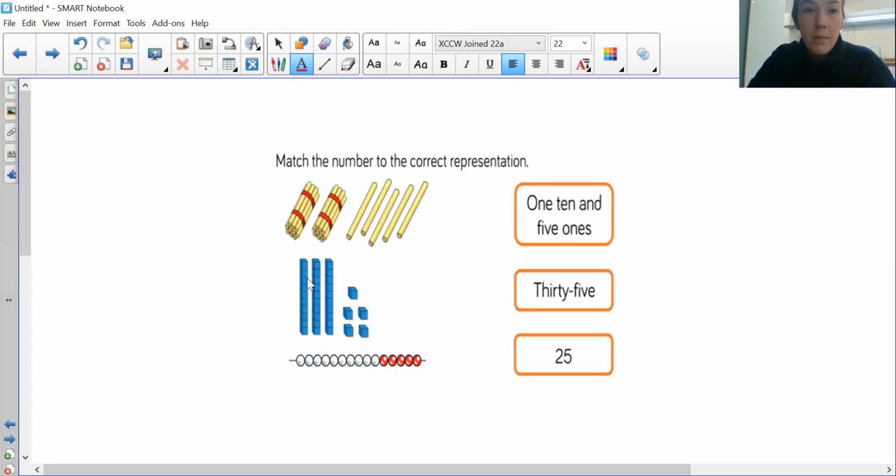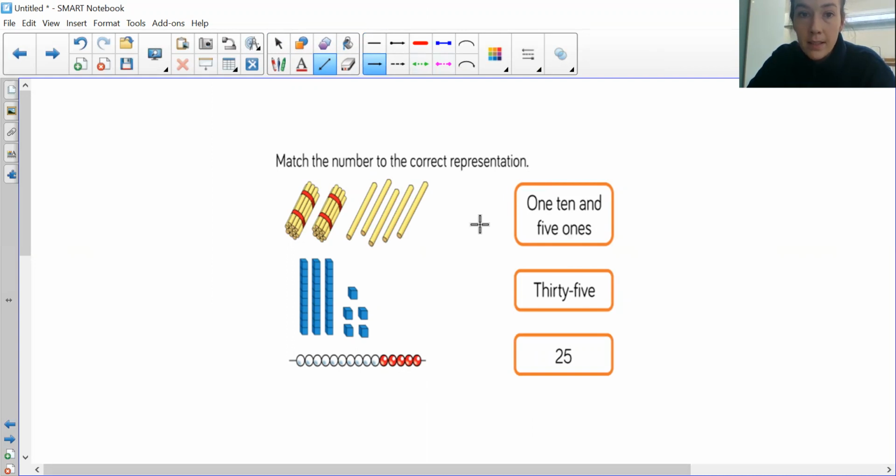Then to finish off, this is the final one, I do apologise. It says match the number to the correct representation. So on this side, you have your numbers, and on this side, you have your representation. So first one, 1 10 and 5 1s, so let me have a look. Can't be that one, that one's got 2 10s. Can't be that one, that's got 3. Looking at your bead string, yep, there's 1 full 10 and 5 ones. So that's going to be the correct one there.